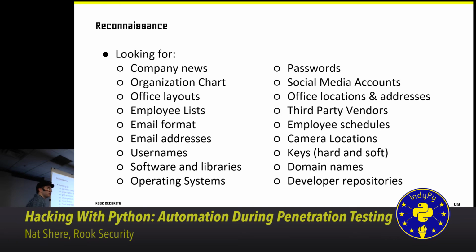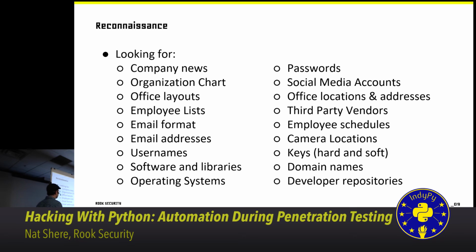And in reconnaissance, we're going to be looking for any and all information that we can find about our target. So if it's the whole company, anything: the company news, organization chart, employees, all those kinds of things. No matter the target, email format, email addresses, very often those are then the usernames that are used for your corporate services, and then passwords if it's possible.